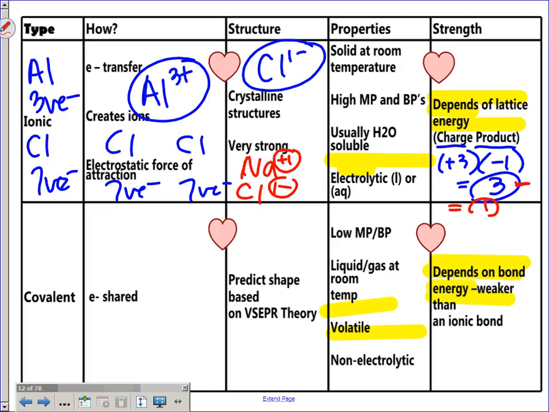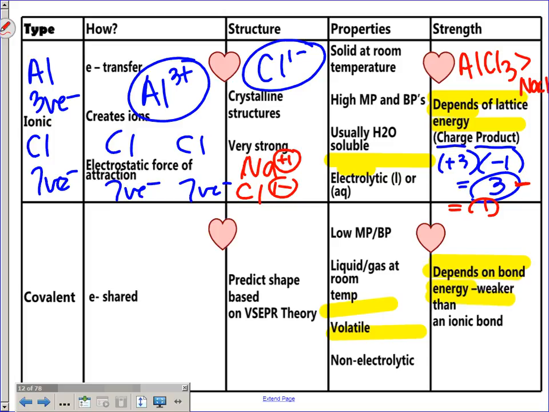So that's how I'm giving you more information about how the strength of ionic bonds can differ. They're all very, very strong, but comparatively, I would say aluminum chloride is stronger than sodium chloride, simply because of its charge product. And we'll dive into that a bit more as we go through the next couple of days.